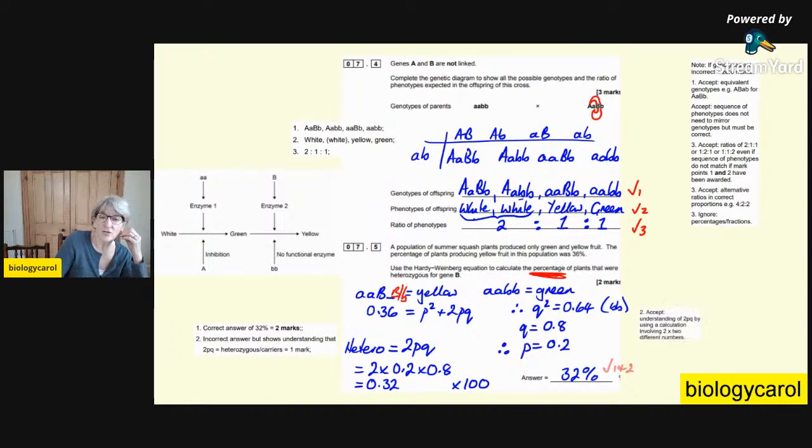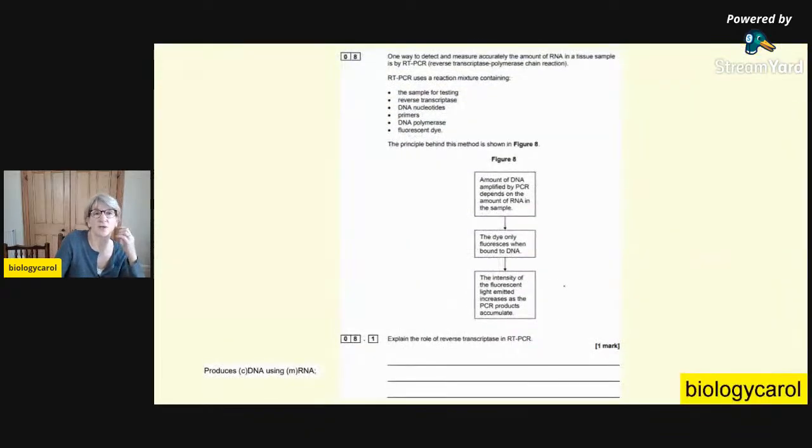Okay, all right, so I've got the 2 marks here. Enough about Hardy-Weinberg. We're getting there. Oh, that's annoying. I've put the mark scheme up.